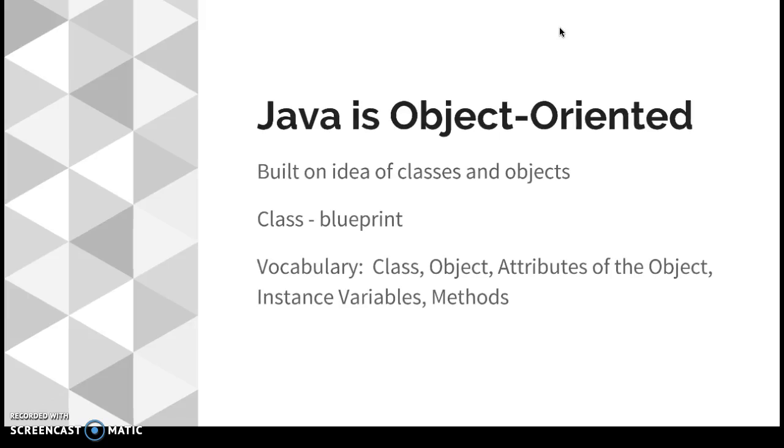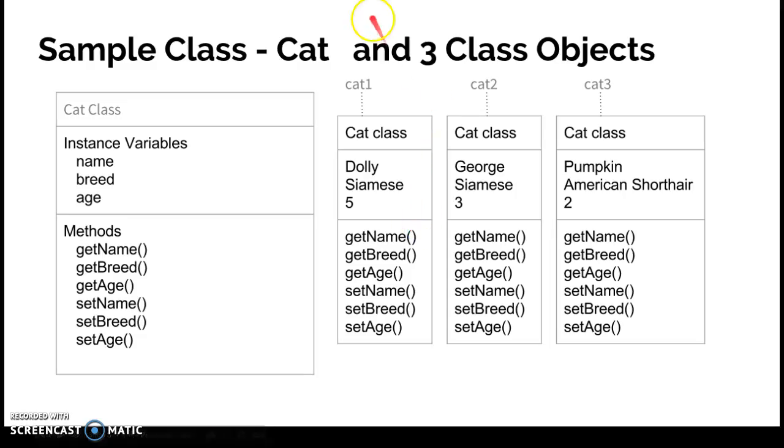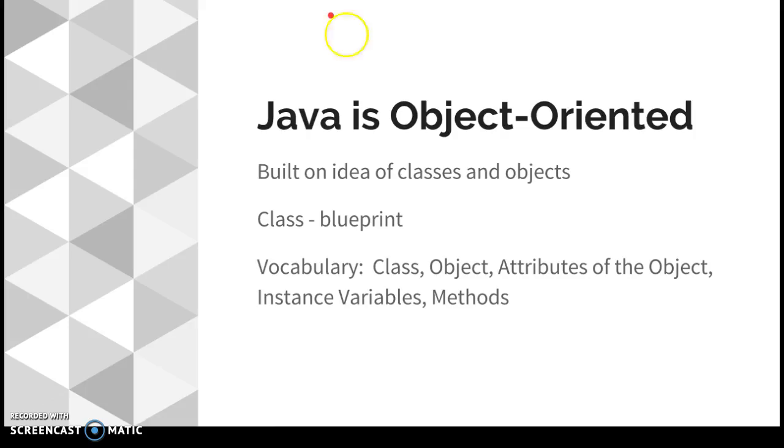Okay, the first thing you need to know is that Java is object oriented. This is a very important concept. If you don't understand this, you are going to have trouble on the AP exam. It's built on the idea of classes and objects. The class acts as the blueprint. So we build this class and it makes a blueprint for how we can build objects.